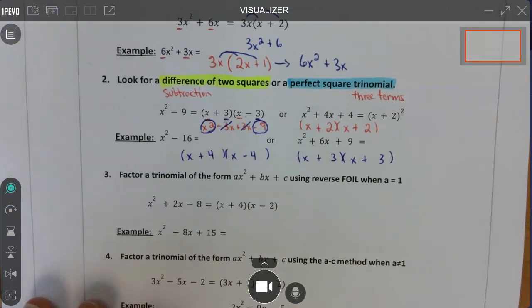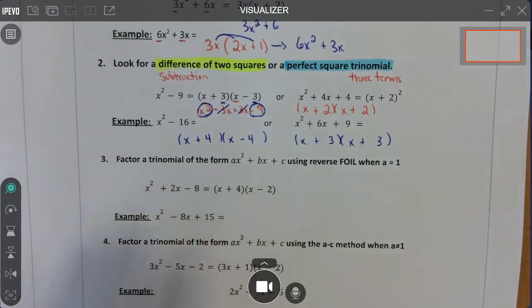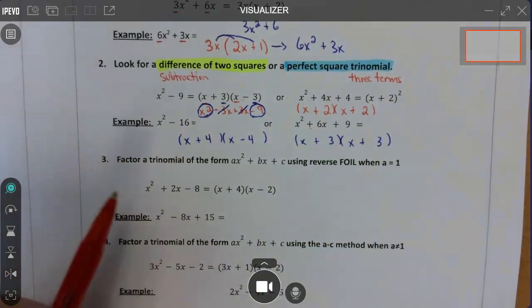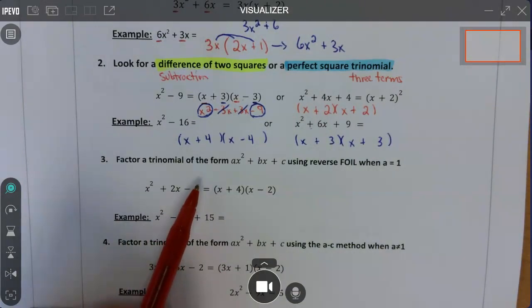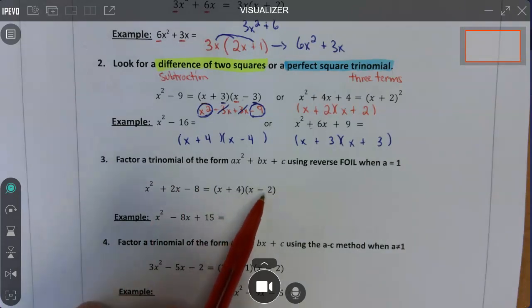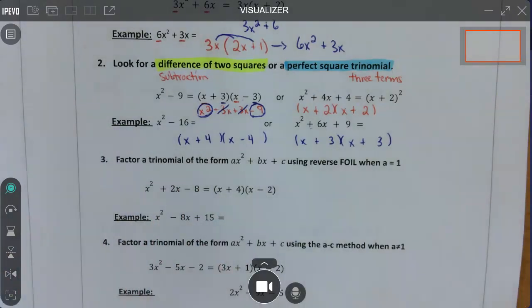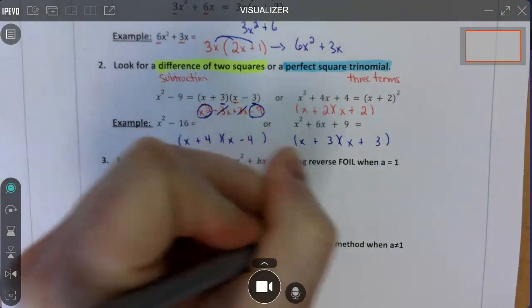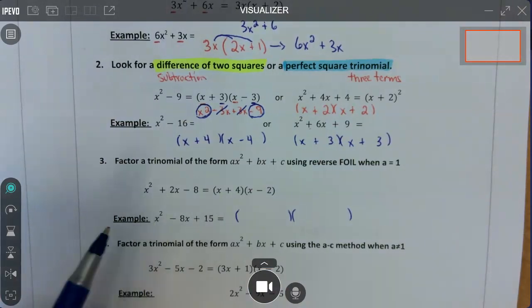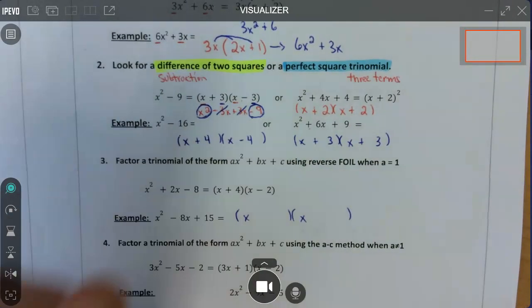Okay, another form of factoring that we looked at was, well, what if it's a trinomial and the x squared value is equal to 1? So what we're looking for is two numbers that multiply to make the c value, but add to make the b value. What two numbers multiply to make negative 8, but add to make negative 2? And that would be a plus 4 and a minus 2. So in these ones, we still set up our two parentheses, just like this. The x squared just becomes x and x.